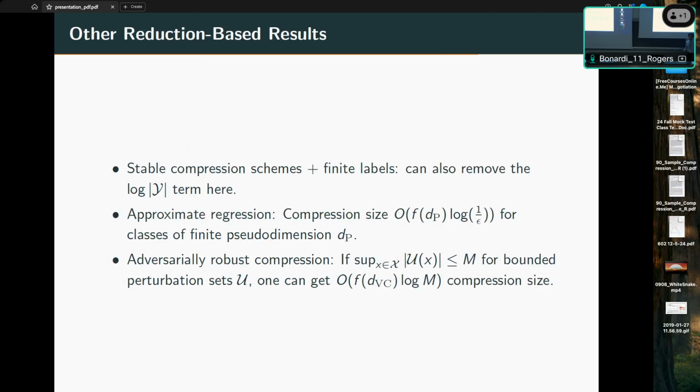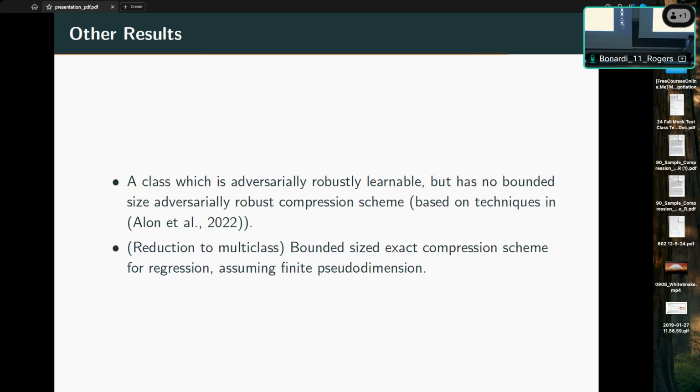We do a reduction in terms of the pseudo dimension, and we can get epsilon approximate compression with a log 1 over epsilon term. And then for adversarially robust compression, we can use similar ideas. Given a bounded size perturbation set, you can get similar compression size with a logarithmic factor in the size of the perturbation set. And there are other results we also have in the paper.